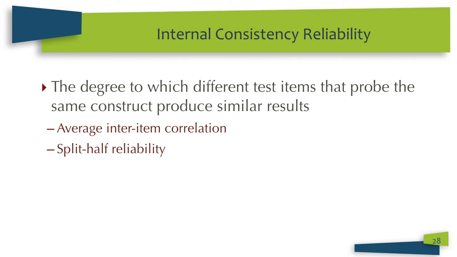It is, well, a type of it is what is generally known as Cronbach's alpha. It is the degree to which different test items that probe the same construct produce similar results. It can be done in 2 ways. One is average inter-item correlation, and the other is split half reliability.